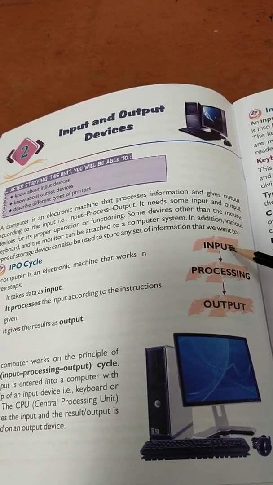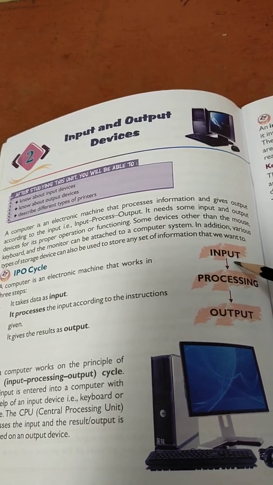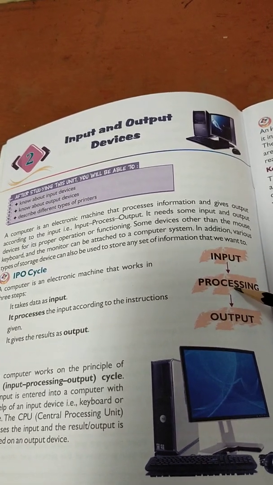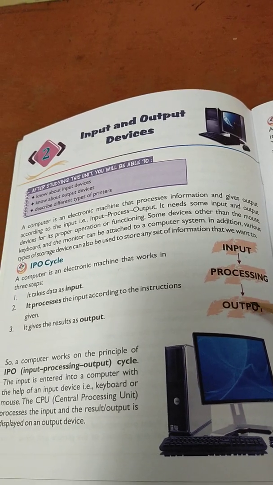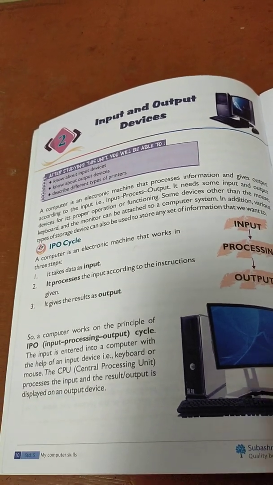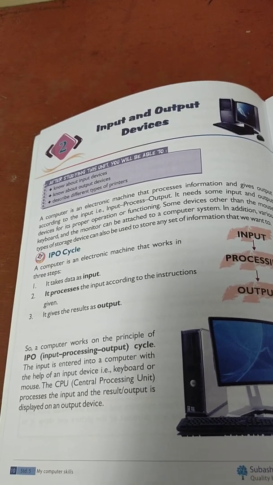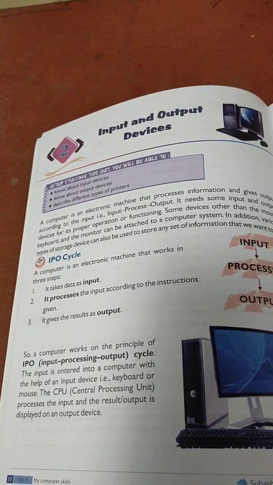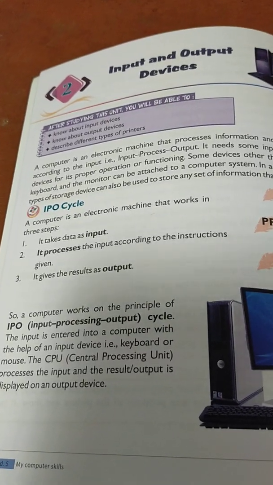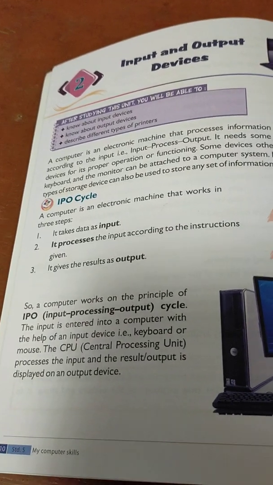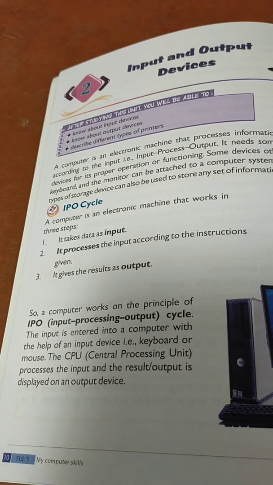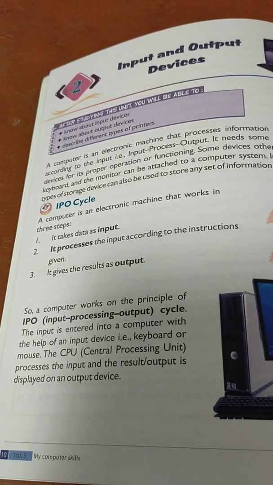What you give inside the computer is the input, and then processing is the working, and then output is what you get from the computer. So the computer does the work with the help of the cycle. The computer works on the principle of this IPO cycle: input, processing, and then output.